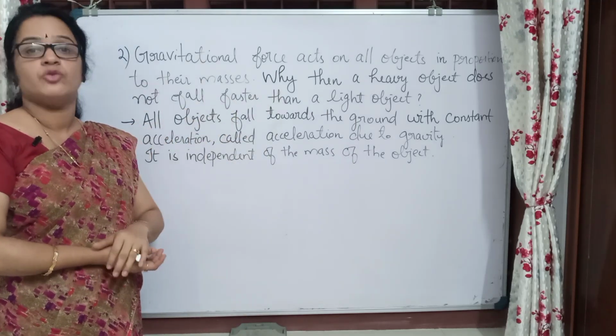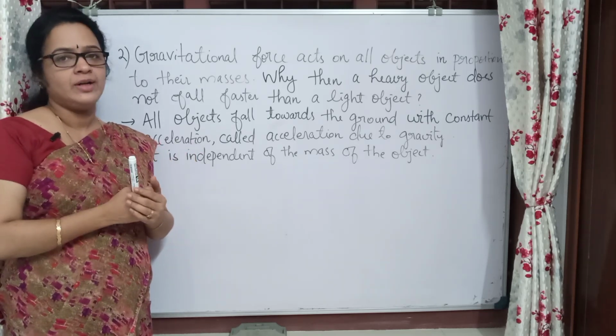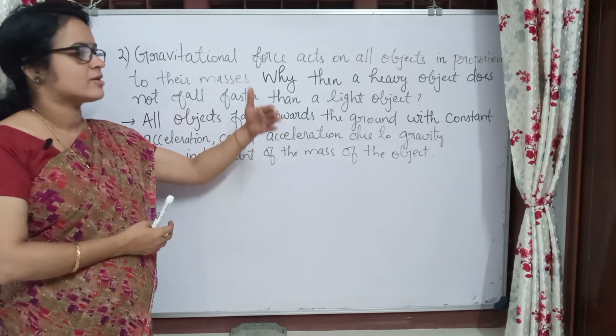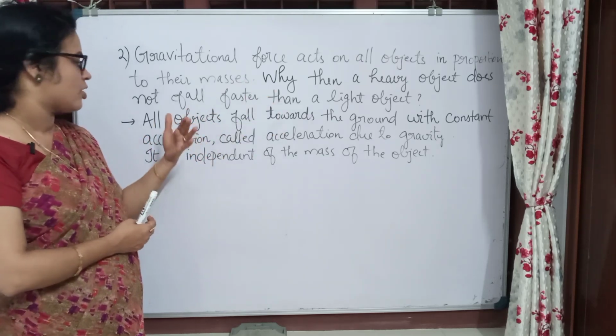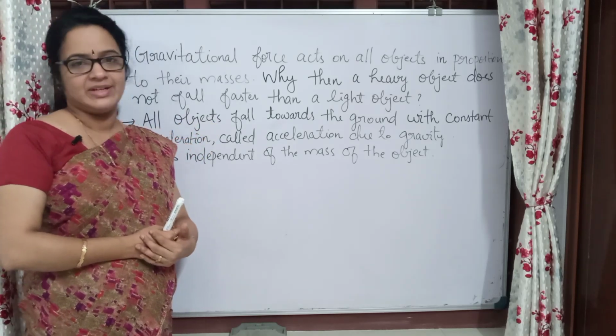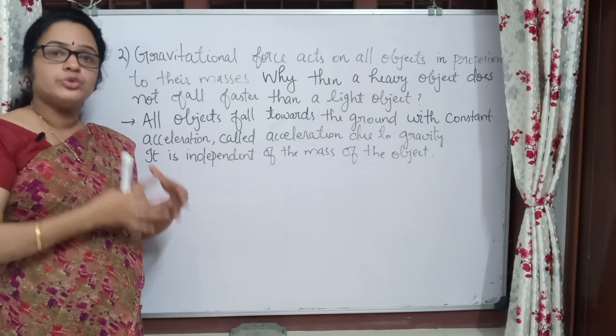That is our question. So how can we answer that? Here we have seen that in the case of free fall, all the objects will be falling with a constant acceleration. Okay, constant acceleration, and it is known as acceleration due to gravity. That is g, small letter g. That is the acceleration due to gravity.